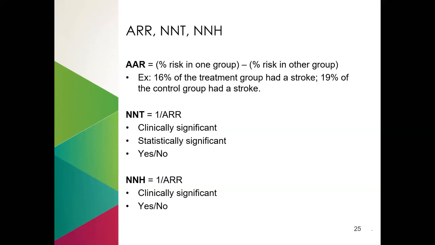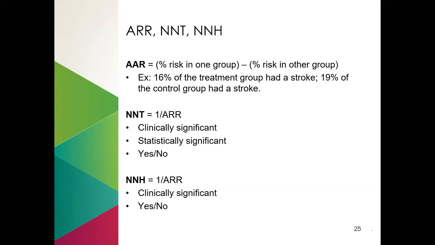So you would divide 1 by 0.03 and you would get 33.333. You always round down for NNT to be conservative and not overstate the efficacy of your intervention. So to interpret that, you would say for every 33 patients treated with that intervention, you will prevent a stroke in 1 patient.